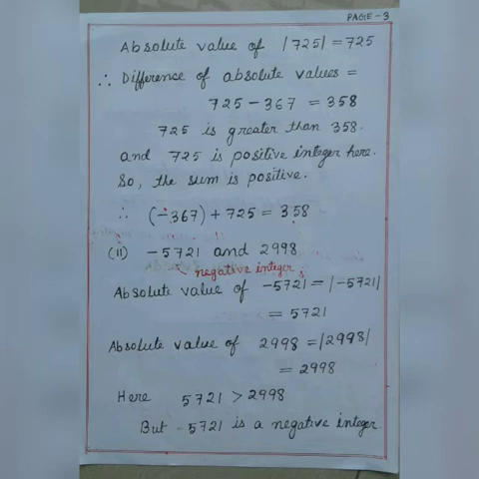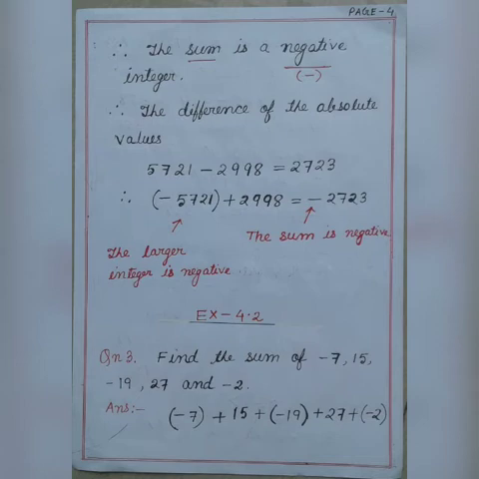Minus 5721 and 2998. The same way, we shall find the absolute values: absolute value of minus 5721 is 5721, and absolute value of 2998 is 2998. Following rule 3, 5721 is greater than 2998, but 5721 is a negative integer. Therefore, the sum of the integers will be a negative integer.